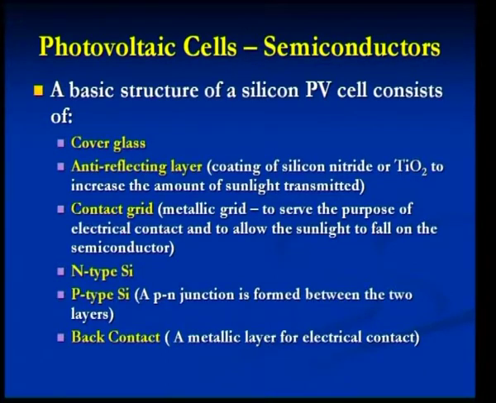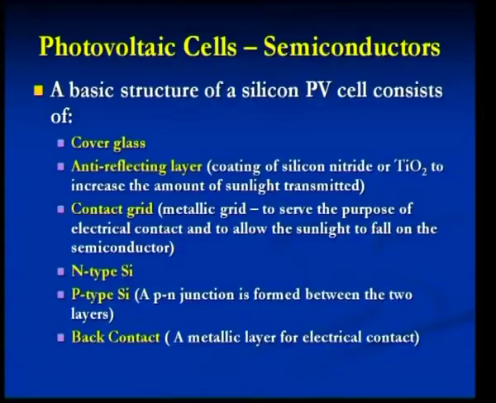Then finally, once again you have a back contact, and this contact is also a must in order to continue to have the electronic conduction, for the movement of electrons from the top layer through the external circuit and ending up over here. So, the back contact is also made out of a metallic layer in order to maintain the electrical contact.